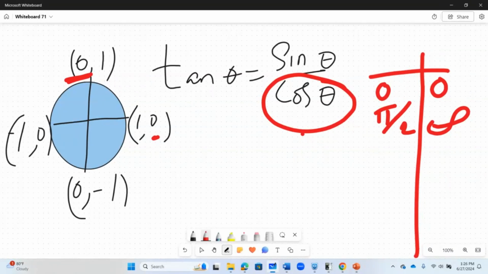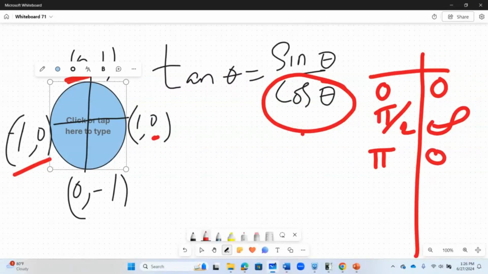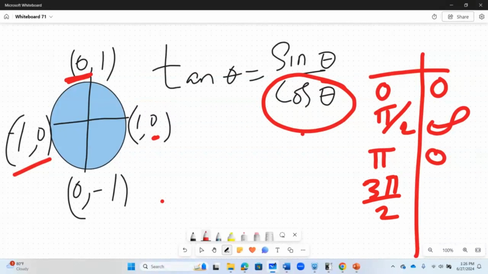Okay, now let's go to 180. Tangent of 180 is 0 over negative 1. 180 is pi. Talking about quadrantal angles, this is 0 also. And then tangent of 270, which is 3 pi over 2. Cosine of 3 pi over 2, 270, is 0. Therefore, sine divided by 0 is undefined.